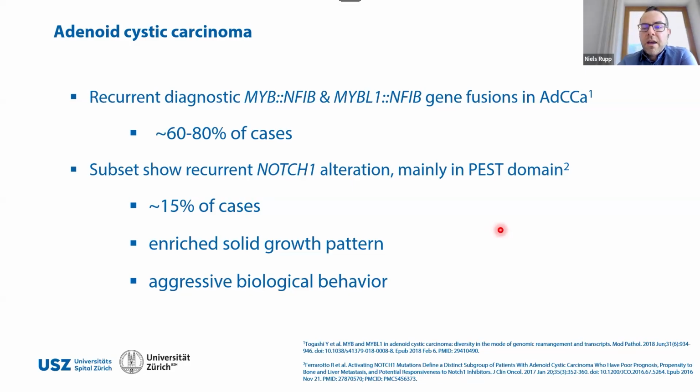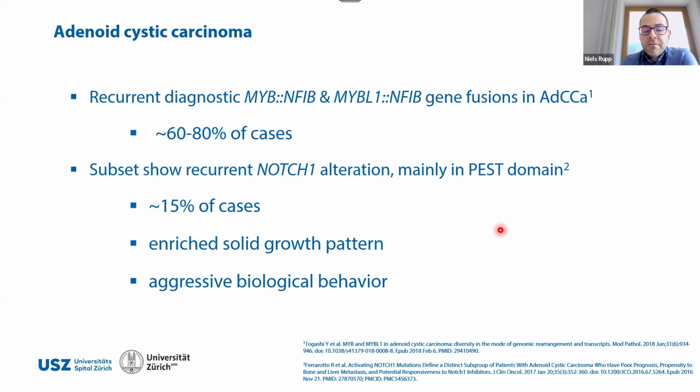So this could also help to corroborate fusion negative adenoid cystic carcinoma. And there's also an important subset with so-called Notch1 alteration, and these are approximately 50% of cases. It's enriched in the solid growth pattern, and they usually show a very aggressive biological behavior.